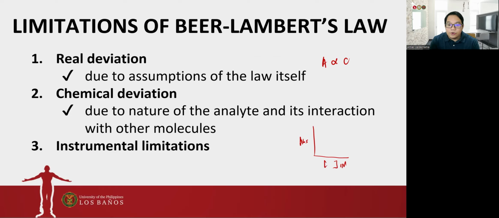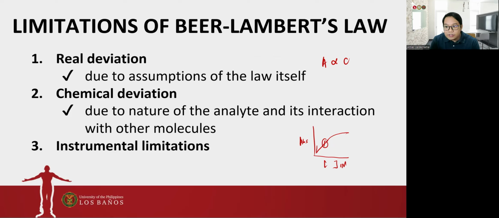Yeah. So there is a working range that the absorbance and the concentration is linearly correlated, but there will come a time na magpa-plateau yung ating plot. Meaning to say, hindi na linear yung relationship ng concentration with the absorbance. So yung ating working range lang na linear, dun lang working yung ating Beer-Lambert's law. Kapag beyond this concentration, hindi na siya dependable. Okay? So it is part of the real deviation.